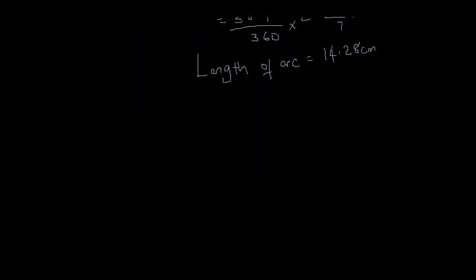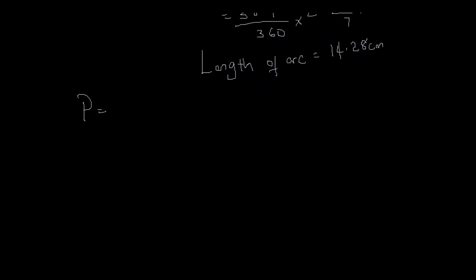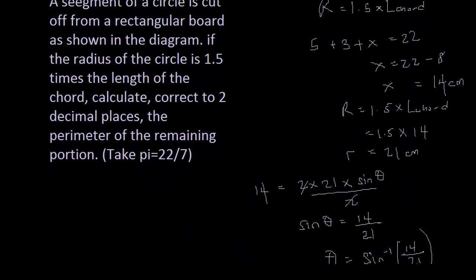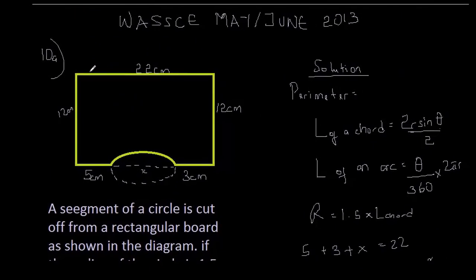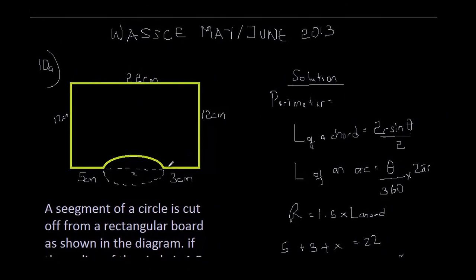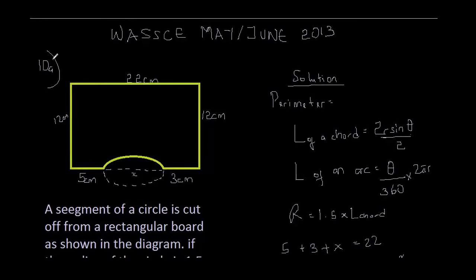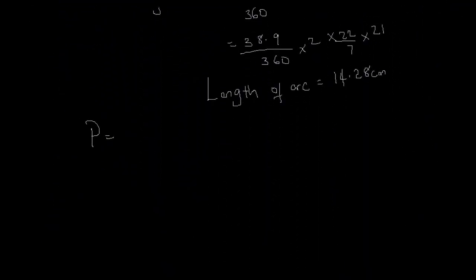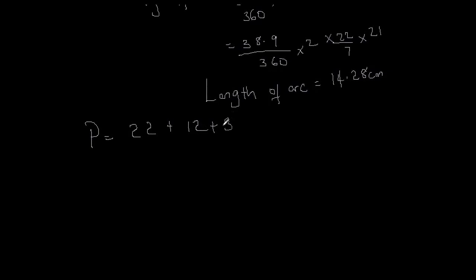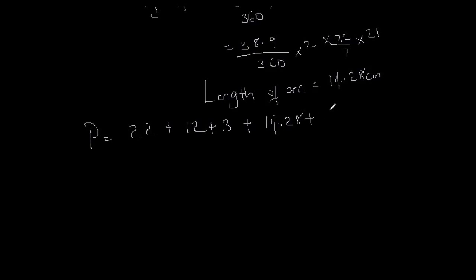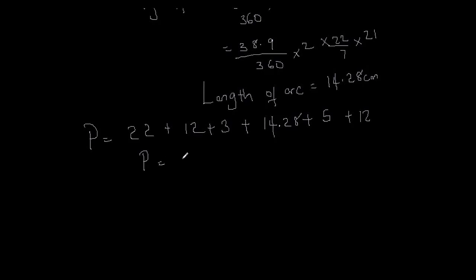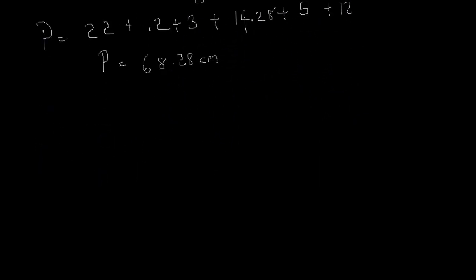Now the perimeter should be the addition of the total length of the shape. That's 22 plus 12 plus 3 plus the length of the arc plus 5 plus 12. Let's do just that. My perimeter is equal to 22 plus 12 plus 3 plus the length of the arc, which was 14.28, plus 5 plus 12, giving my perimeter to be equal to 68.28 centimeter. Now let's move on to question B.